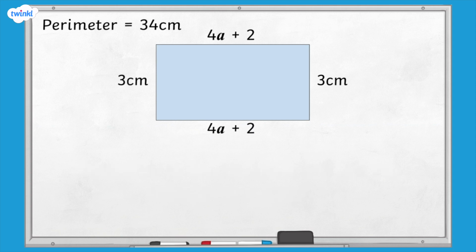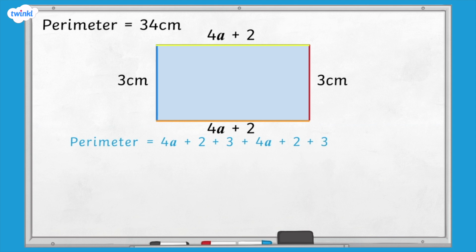Let's start by forming an equation. Pause here and see if you can come up with an equation to calculate the perimeter of this rectangle. Remember, a will still be unknown at this point. Unpause when you're ready to check or need more help. We could calculate the perimeter of this rectangle using the equation perimeter equals 4a plus 2 plus 3 plus 4a plus 2 plus 3. Can you simplify this equation?